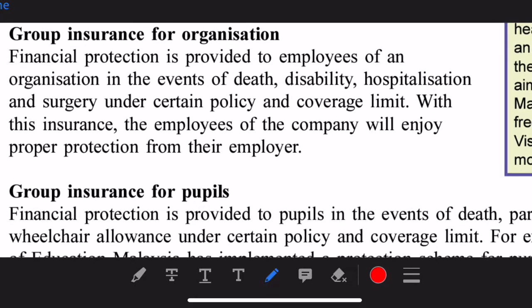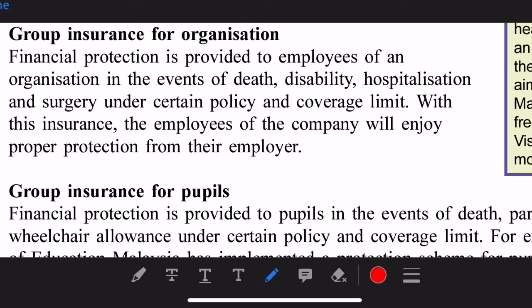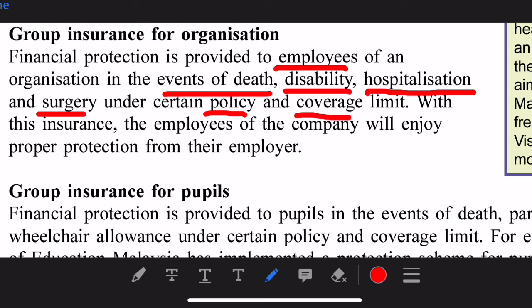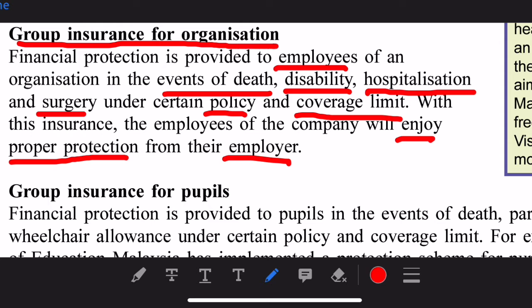Financial protection is provided to employees of an organization in the events of death, disability, hospitalization, and surgery under a certain policy and coverage limit. With this insurance, the employees of the company will enjoy proper protection from their employer. This is so-called group insurance for organization.